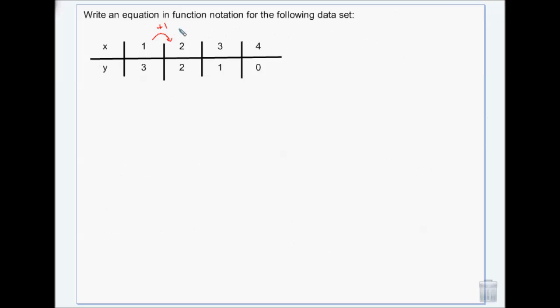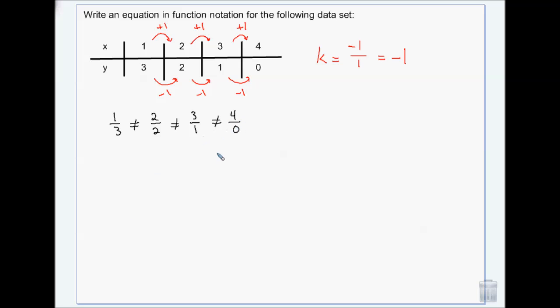So again, we need to find the difference here. I'm adding 1 each time on my x's, but on my y's, I'm subtracting 1. So my k looks like it's going to be negative 1 over 1, or just negative 1. But obviously this doesn't equal anything, it's undefined, but none of these are in proportion to each other, so it's not proportional.